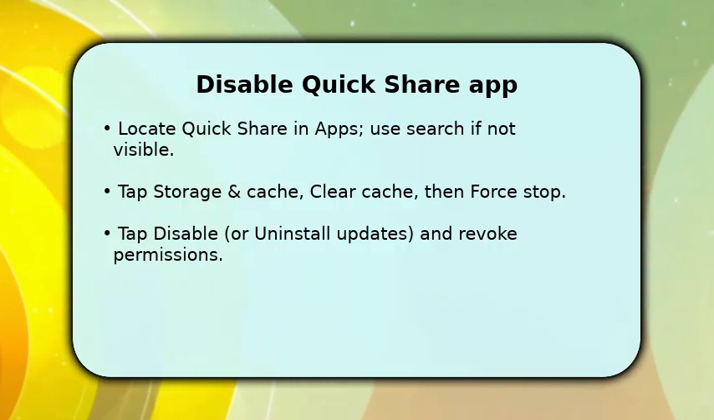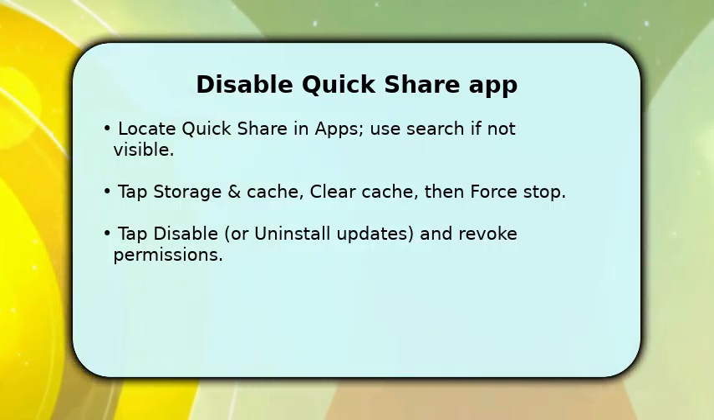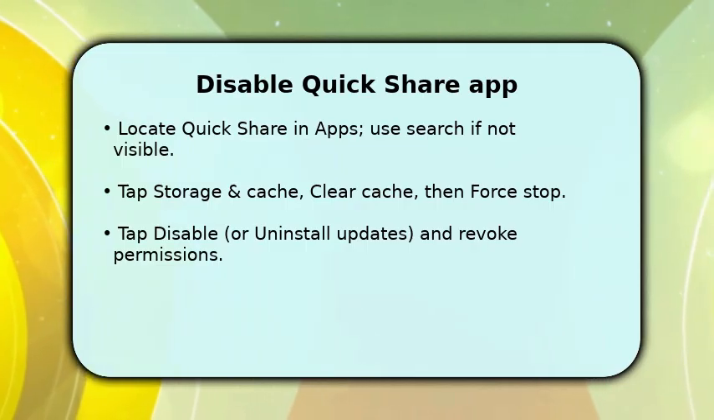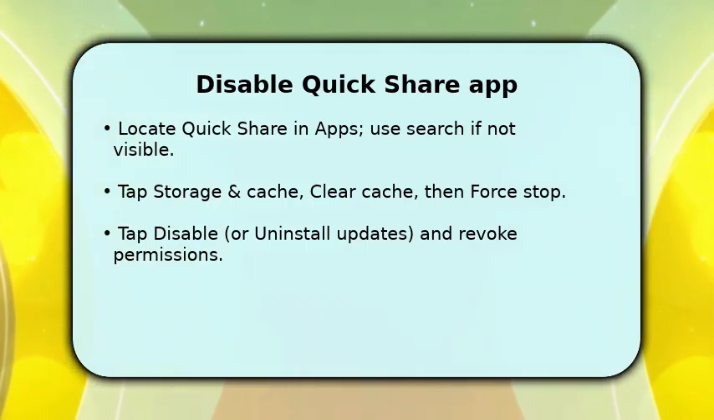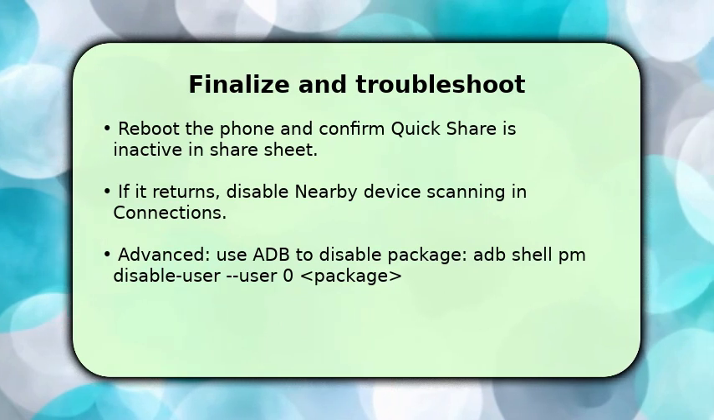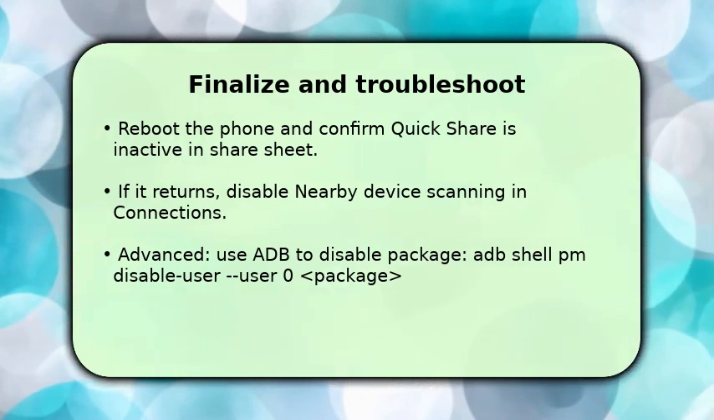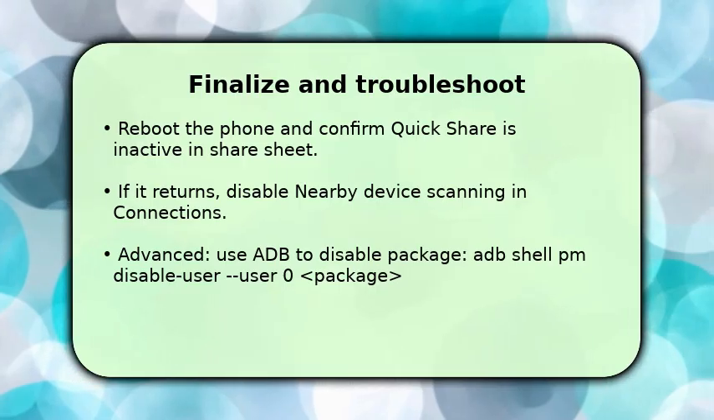After disabling, reboot the phone and test by opening the Share menu. Quick Share should no longer appear. If it still reappears, go to Settings, then Connections, then More Connection Settings, and turn off nearby device scanning or visibility options. Make sure no third-party app is reactivating it.